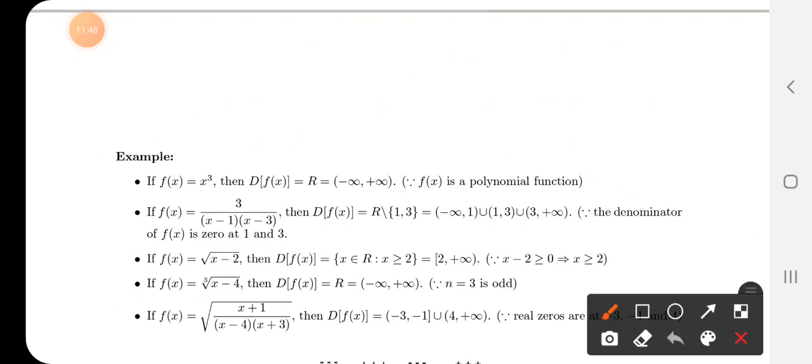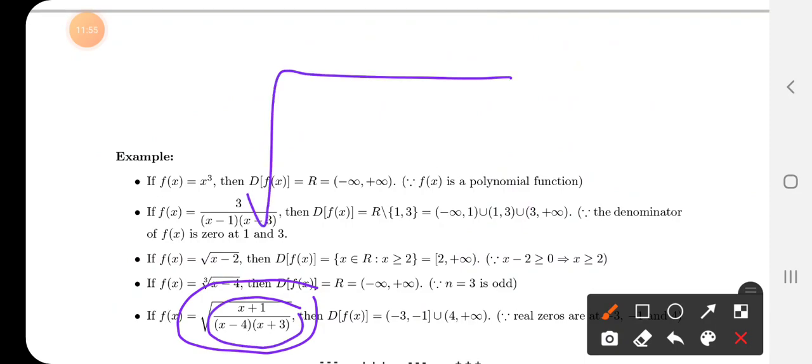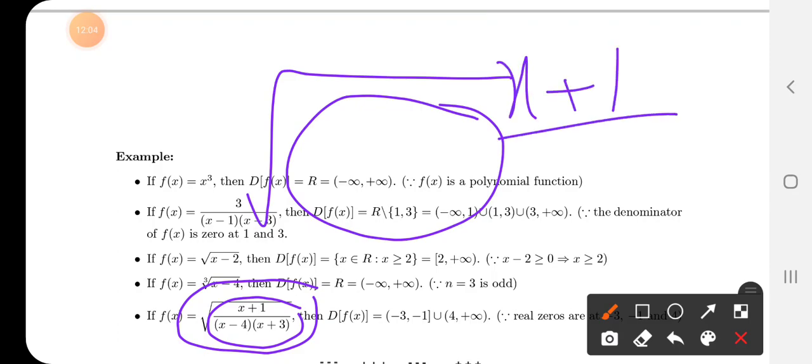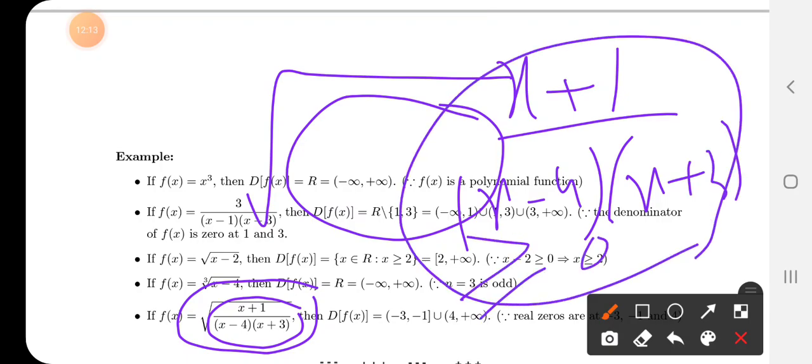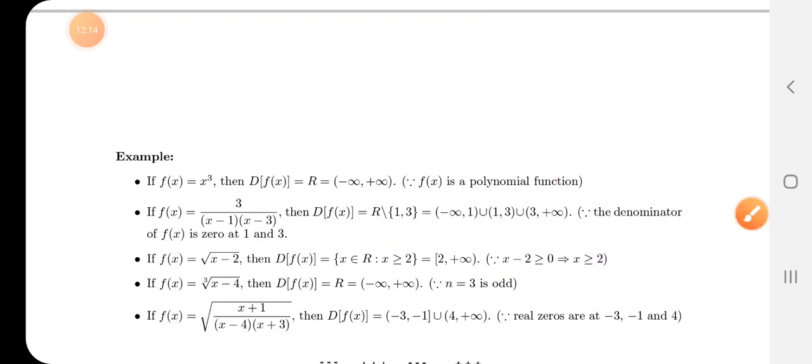And here, if you see in this example, you have a radical and also the denominator. First you have to take care of this radical. Again, this is the square root. Whatever you have inside this square root should be greater than or equal to 0, otherwise it would be a problem. So first of all, whatever you have inside this square root, you have to set it greater than or equal to 0. Now this is our rational inequality, and you know how to solve it.